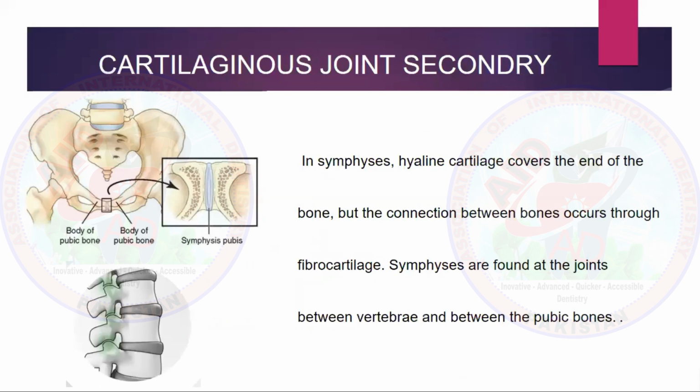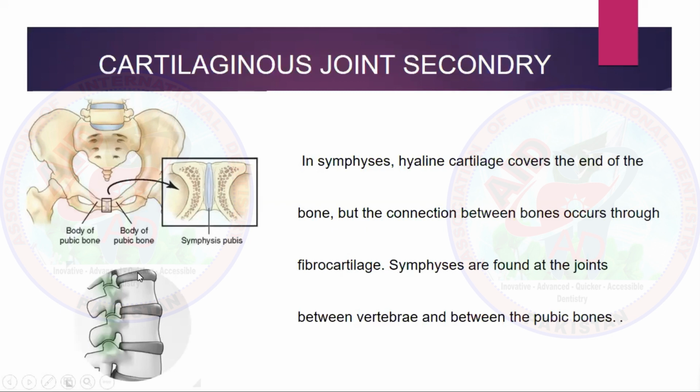Now when we go to the secondary, it is a very specialized type of joint. This joint is divided into two things: the cartilage, and in the center, fibrous tissue. In symphysis, hyaline cartilage covers the end of the bone. This is the end of the bone, it is covered by the cartilage. And then these cartilages are united with each other by the fibrous connective tissue, which is called fibrocartilage. So these symphysis joints have flexibility.